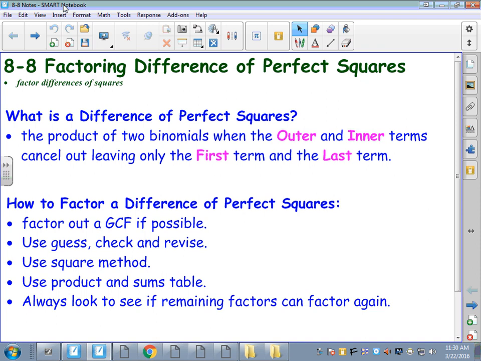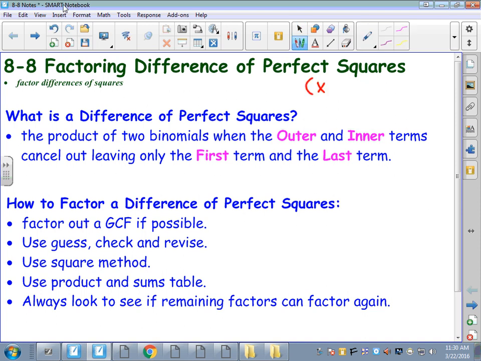So a difference of perfect squares is just that. If you listen to the words and you understand what a difference means in math and what a perfect square means in math, you should understand what they are. It's the product after you multiplied two binomials, and the outer and inner terms didn't combine to make a trinomial, they actually cancel out. And so you're only left with two terms. Okay, so let me give you an example of this.